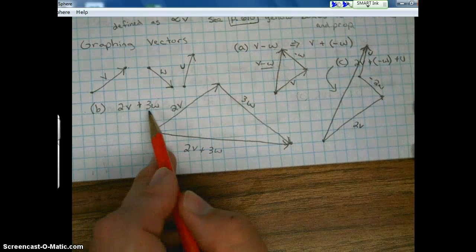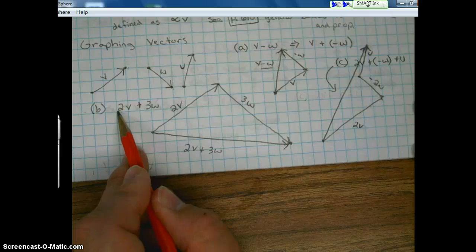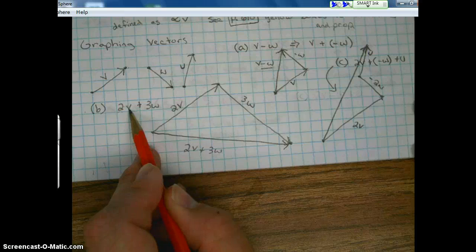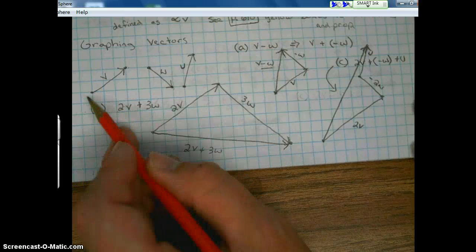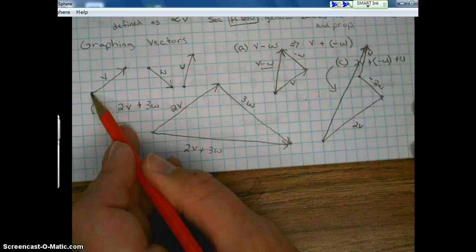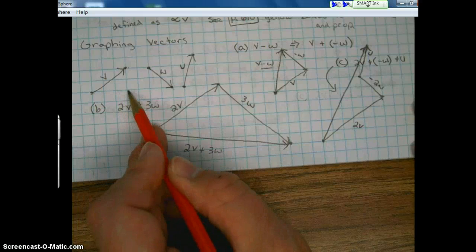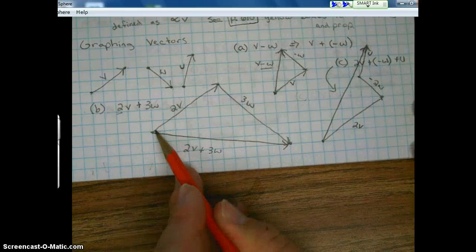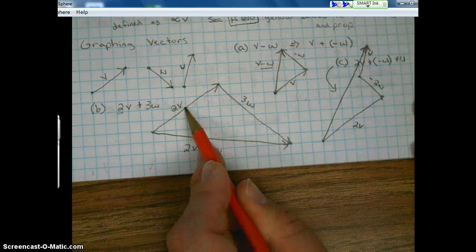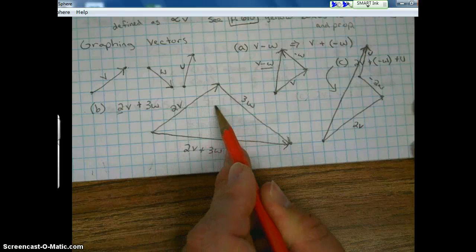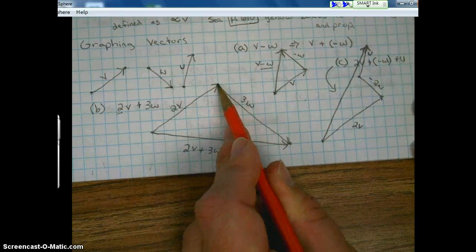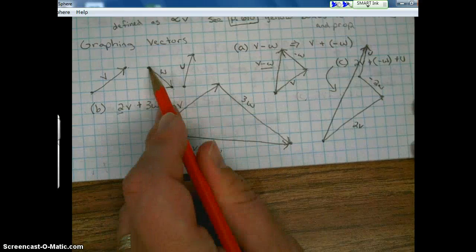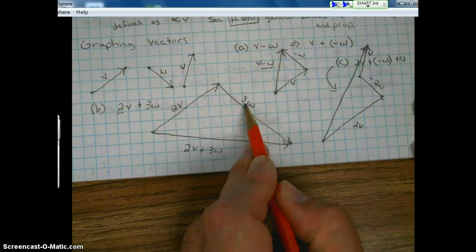So these have scalars. This one has a multiplier of 2 and a multiplier of 3. So that means we're going to multiply the magnitude of v by 2. So I just went over 3, up 2, and I did it 2 times. I went over 3 up 2 for 1 v, over 3 up 2 for 2 v's, so that's 2v. Now I need 3 w's, so down 2, over 2, that's 1.